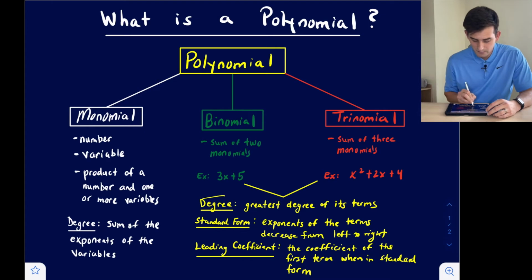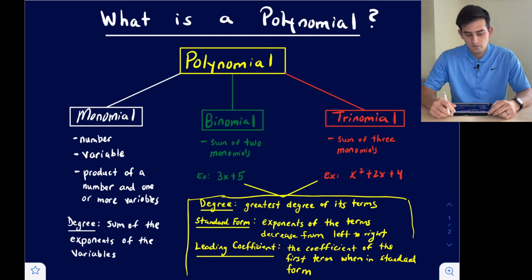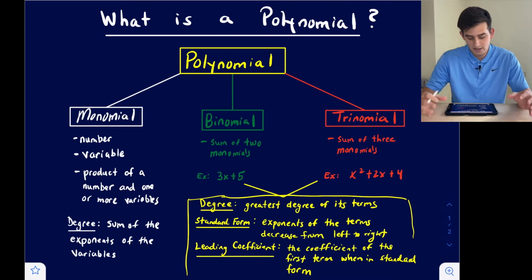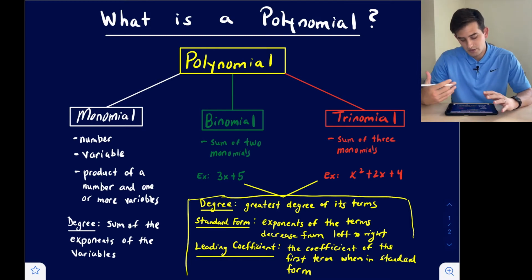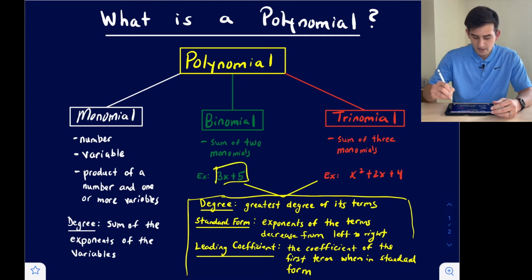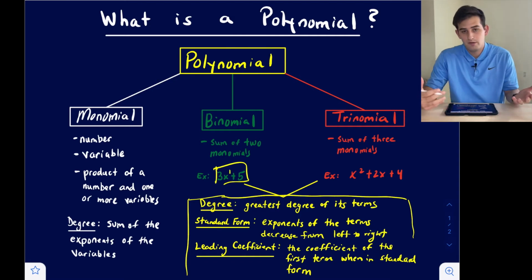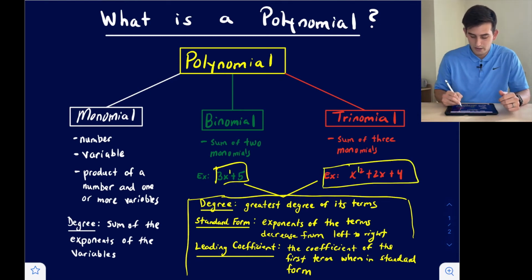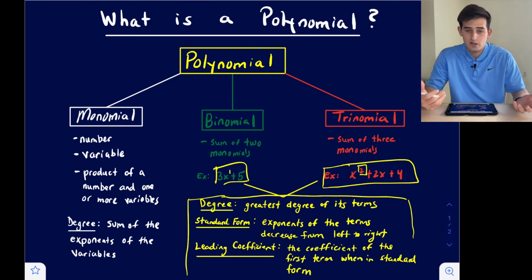But if you notice here at the bottom, we have some important information that applies for binomials and trinomials. We talked about the degree of a monomial being the sum of the exponents of the variables. The degree of a binomial and trinomial is a little bit different. It's just the greatest degree of its terms. So for example, if we look at 3x plus 5, the greatest degree there would be 1 because my x has an exponent of 1, so the degree of the binomial would be 1. For my trinomial, here we have x squared, so the highest exponent is 2, so the degree of the trinomial would be 2.